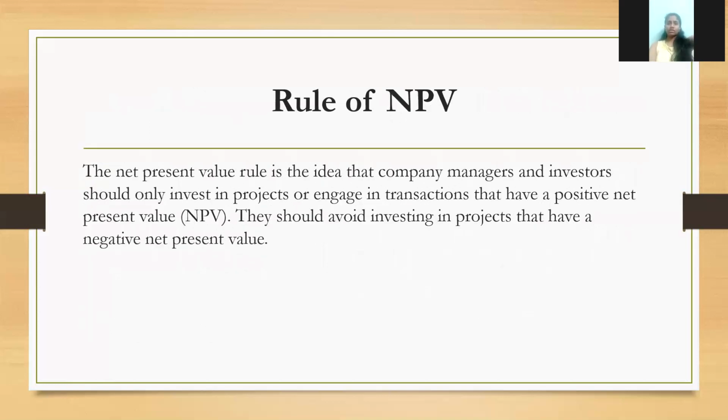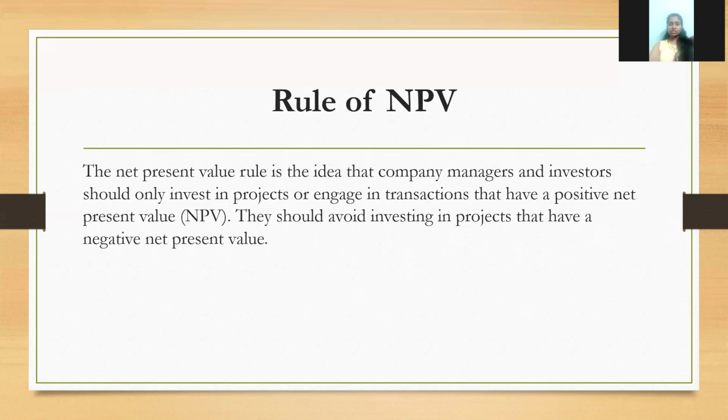The rules are: the net present value rule is the idea that company managers and investors should only invest in projects or engage in transactions that have a positive net present value. They should avoid investing in projects that have a negative net present value. In simple terms, the main rule of NPV is that the investor should invest in the projects where NPV results in positive, and investors should avoid investing in the project where the NPV is negative.